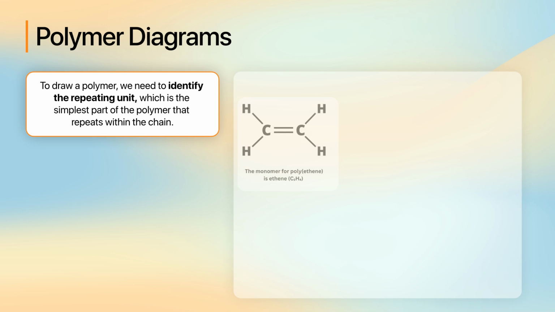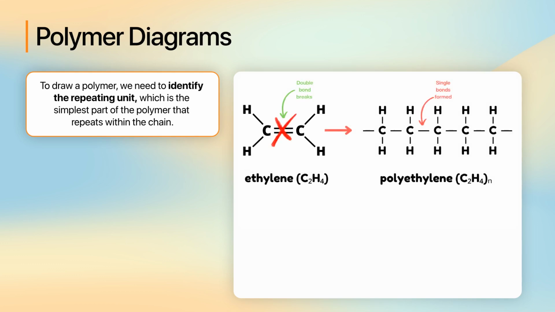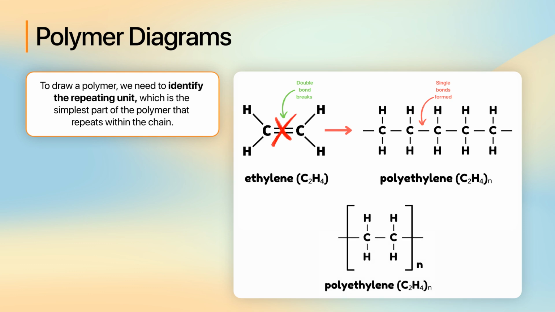Let's take polyethene as an example. The monomer for polyethene is ethene, C2H4. When ethene forms the polymer, the double bond breaks, and the carbons are linked in a chain with single bonds. The chain can be extremely long, so when representing polymers, we do not draw the chain. Instead, we represent it as in this diagram. Let us analyze the key features of this diagram.